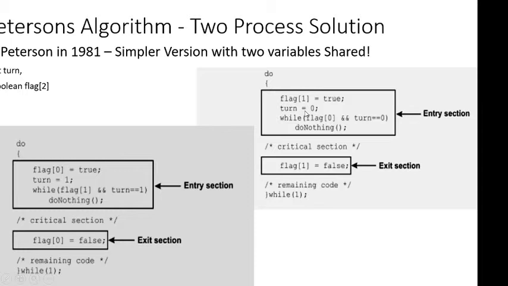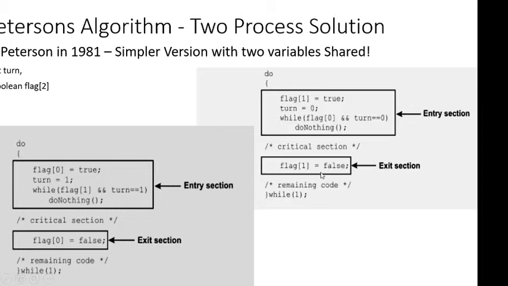Now you must remember, in the current scenario, what is the value of turn? It was 1, and he made it 0. Where is P0? In the remaining code, and flag 0 is false. Then he checks: while flag 0 is true and turn is 0. Flag 0 is false, so the while loop is false and he does not go inside the loop. So he goes inside the critical section. Then he finishes the critical section, makes his flag false, and goes into his remaining code. Now at this current scenario, what is the status of this program, of this environment? P0 is in his remaining code, flag 0 is false, turn has value 0 because he just went in, and flag 1 is also false. Both are in the remaining code.